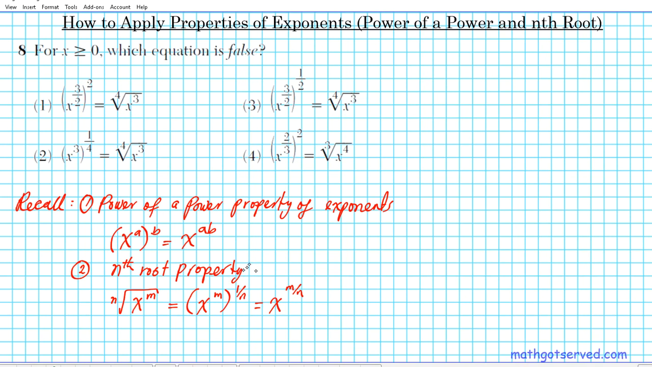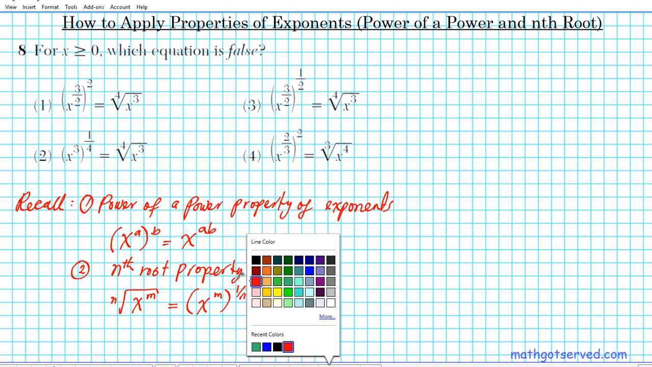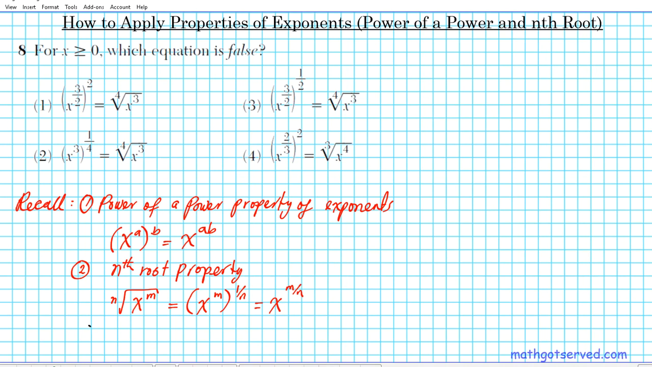Now, let's go ahead and apply this to all the problems, and whichever one fails, that's automatically the answer, because we were looking for which one is false. Option number 1, we have x to the 3 over 2 raised to the third power. Is this equal to the fourth root of x to the third? If it's false, then that's the answer we're looking for.